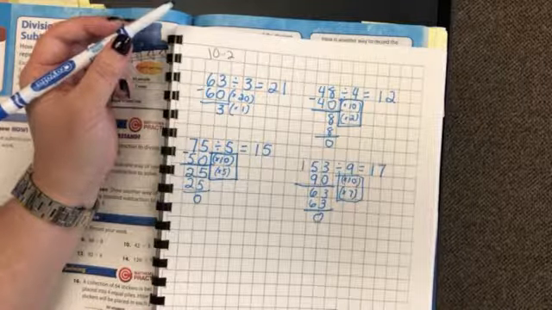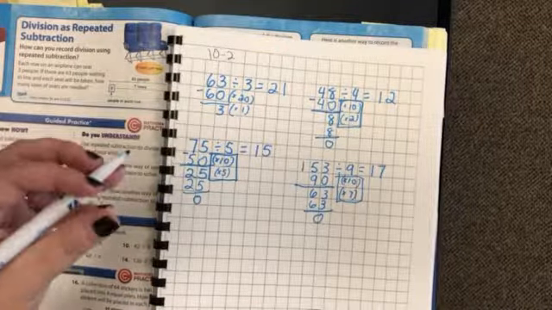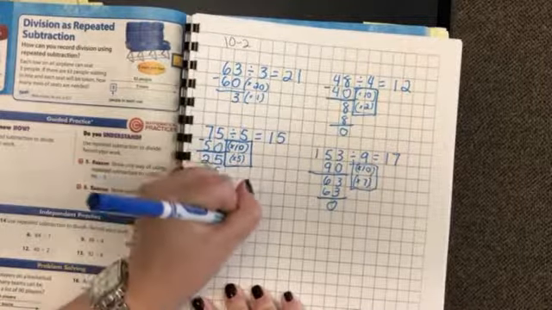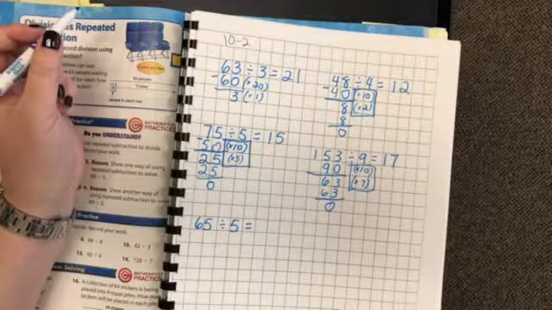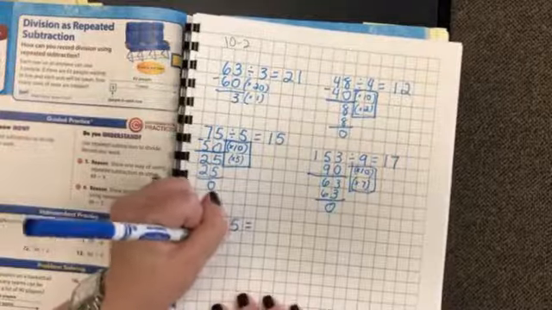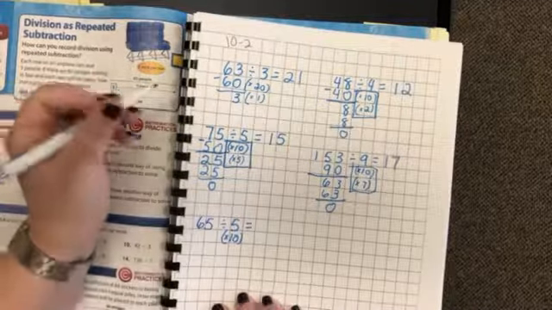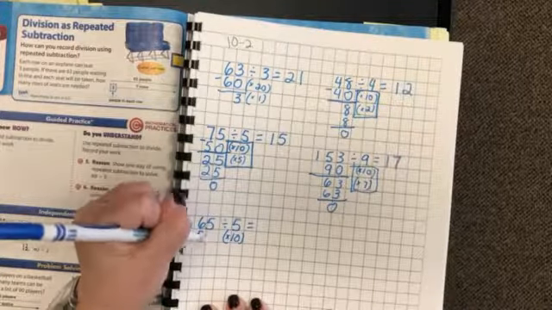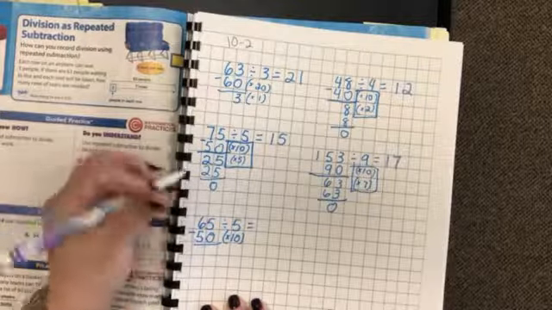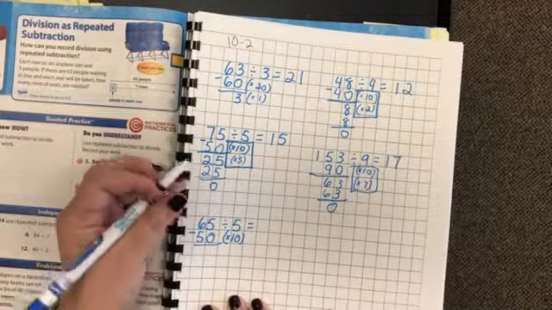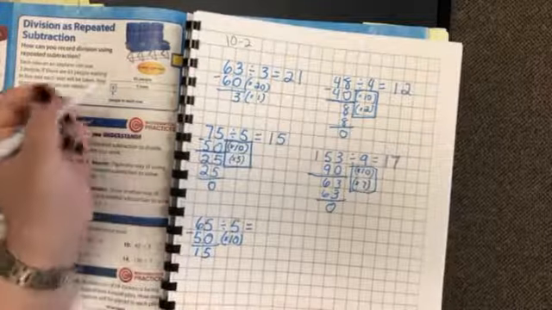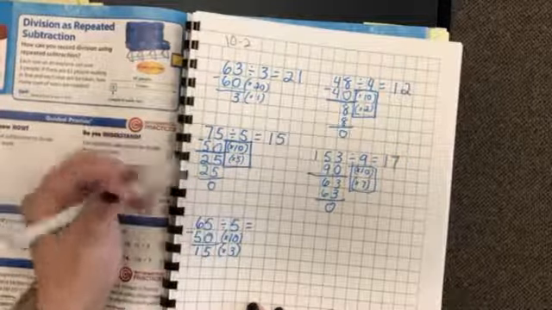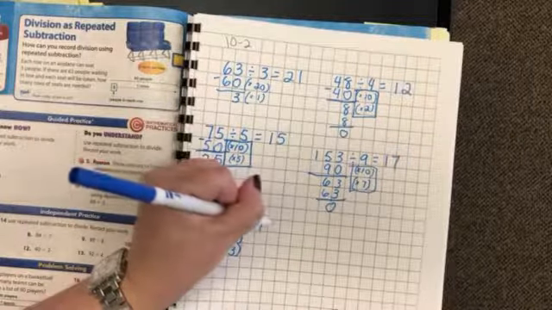Okay, let's try one more. 65 divided by 5. Okay, what's my first step? Times 10. So then what do I do? I multiply 5 times 10 and write it underneath the 65. And then I subtract it. 65 minus 50 is 15. What times 5 is 15? 3. Okay, so now what do I do? Add them up. 13.